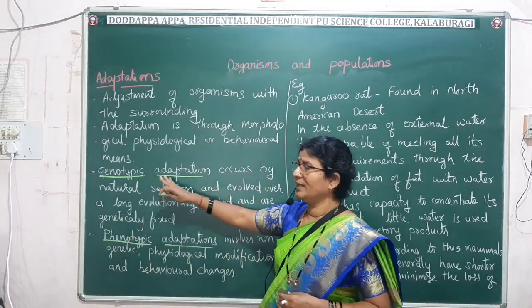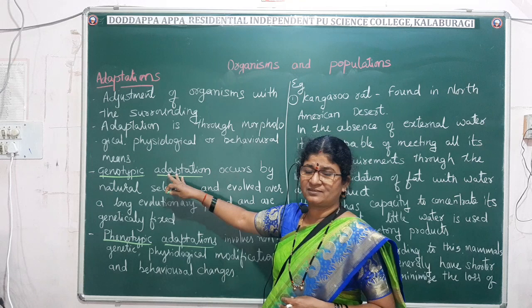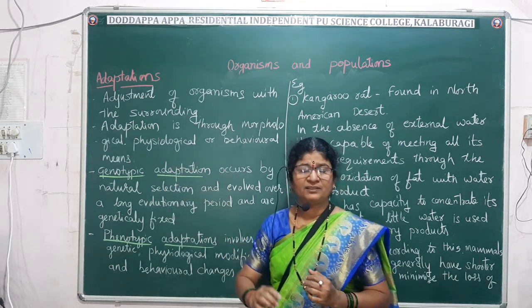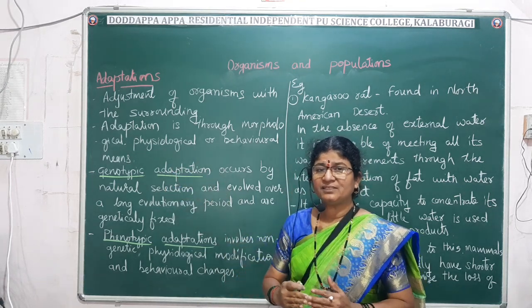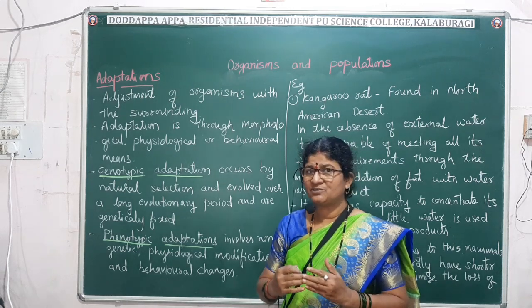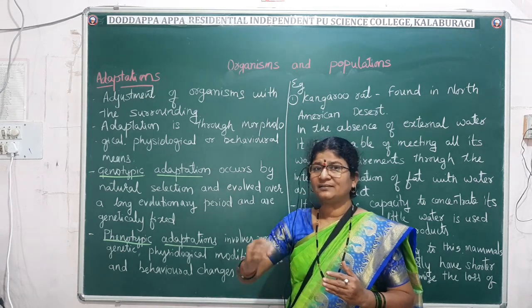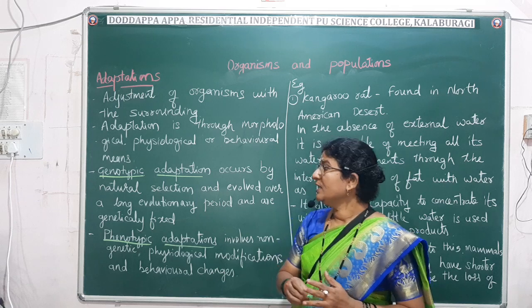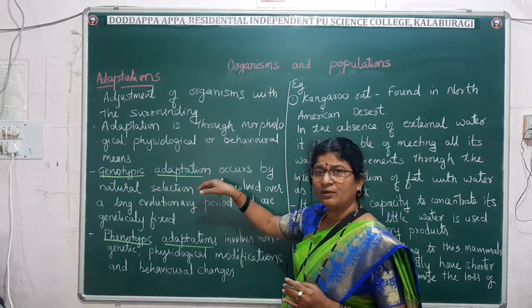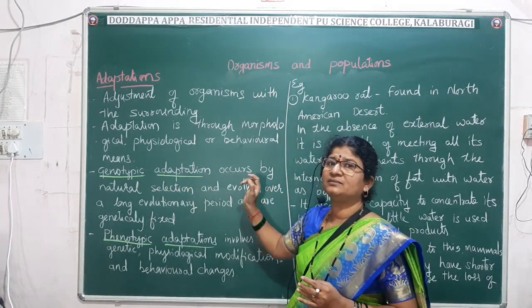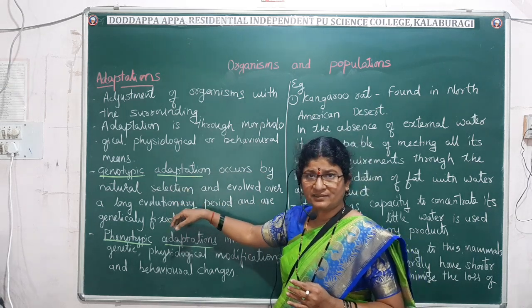Do you know what we mean by genotypic adaptations? That is, the changes occur in the genetic material of the organism. For it to happen, it must occur in the germ cells first. Genotypic adaptations usually occur through natural selection.